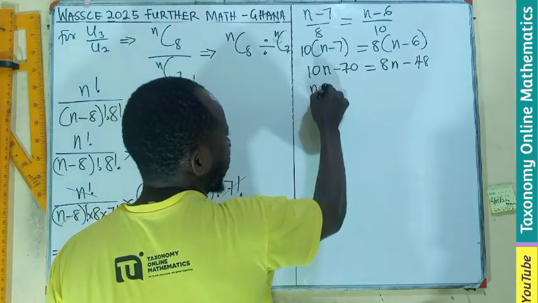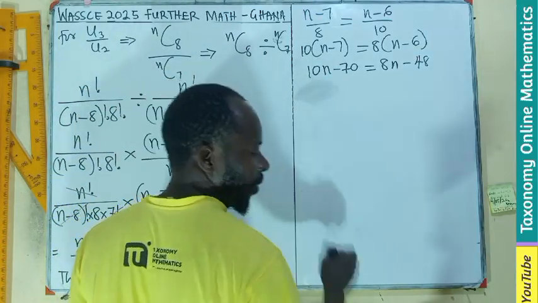Let's group the n terms together. So 10n, why am I keep on writing n instead of 10?